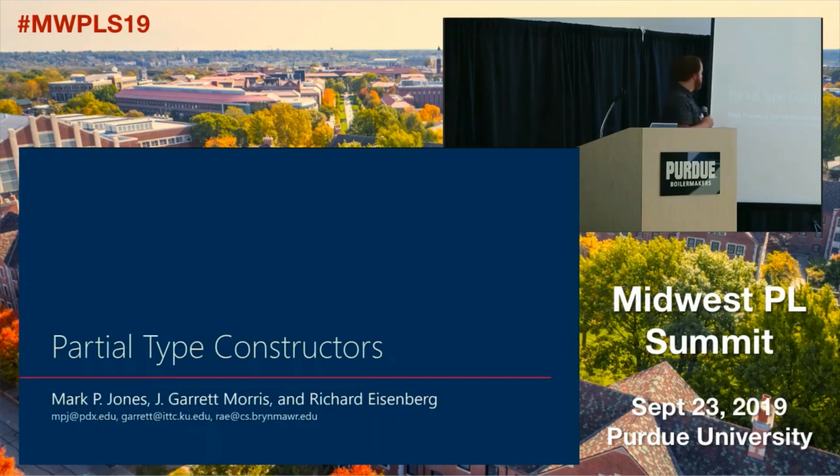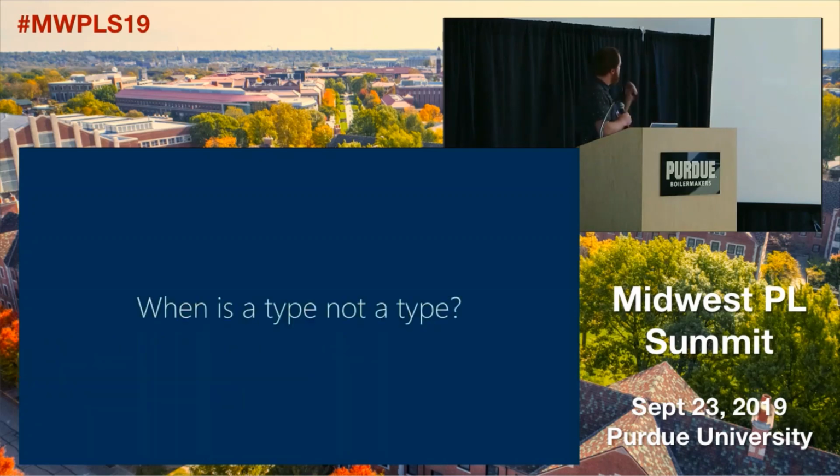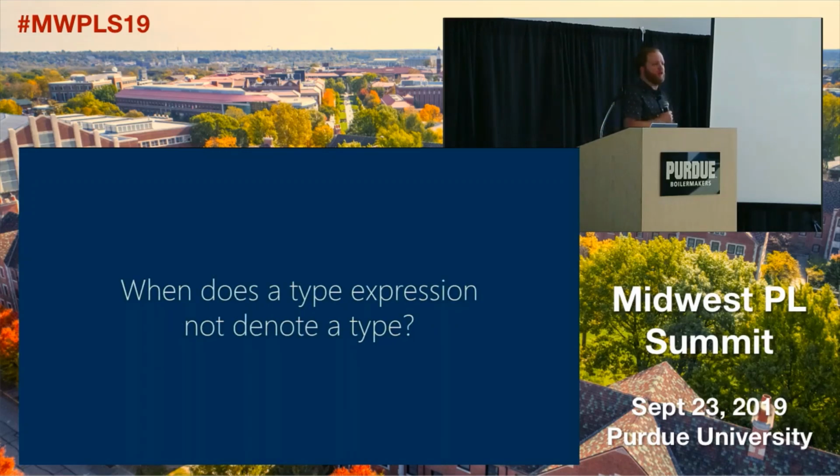This is some work I've done with Mark Jones and Richard Eisenberg. As with any good talk, it starts out with a bad kids joke. So I want to start out by asking, when is a type not a type? Of course, when it's a jar. But more importantly, I want to ask, when does this type expression not denote an actual type?